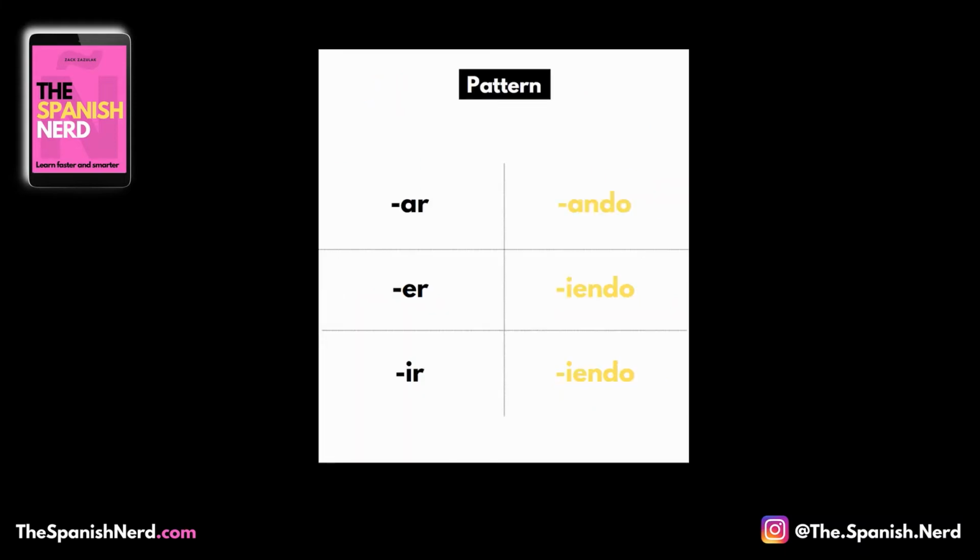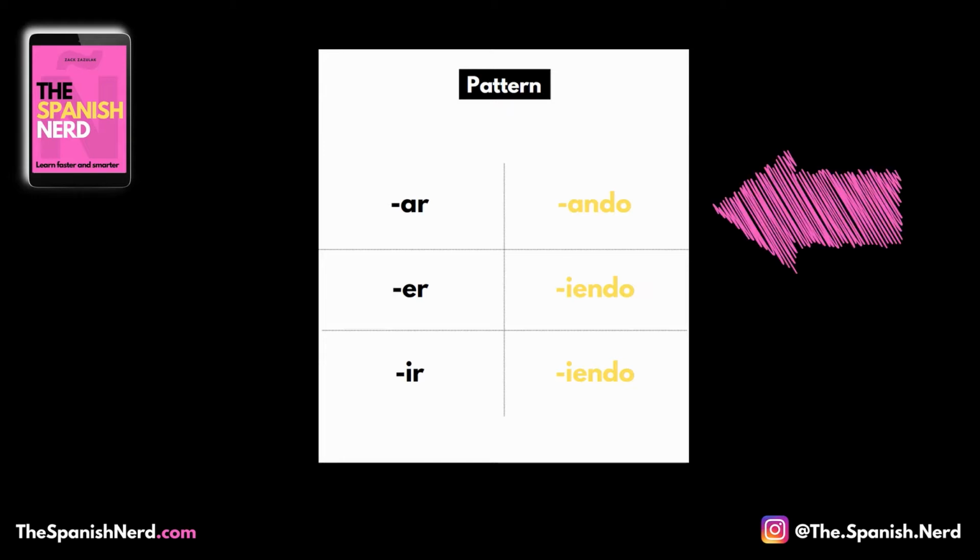Here's the pattern. If a Spanish verb ends in AR, and you want to turn it into an -ing word, well, that's what it would be in English, right? You're going to take the AR off, and you're going to add -ando. The A is still there for consistency. Technically, we're going to say that we remove the AR and then we add -ando. That's just kind of how it's generally accepted to be.